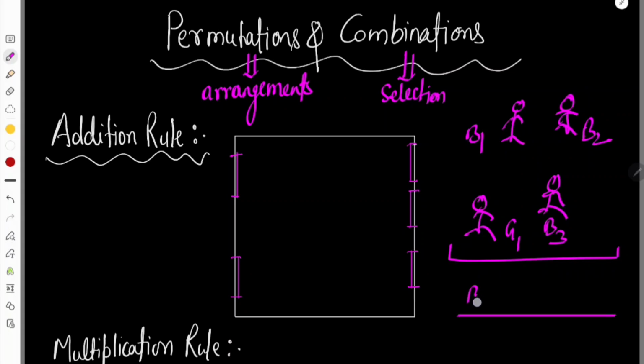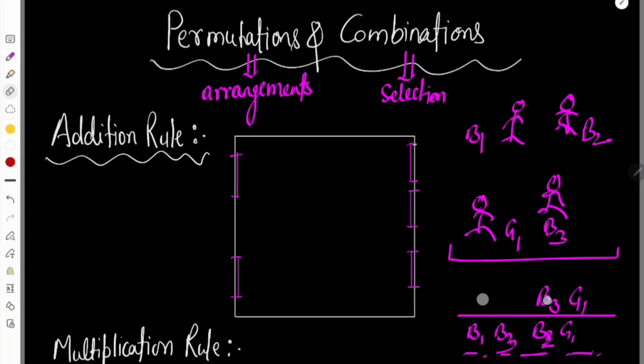You might be thinking of one option: b1 here, then b2, then b3, then g1. Someone will say, sir, b1, b3, b2 and then g1. So many options will be there. Yes, some finite number of ways will be there to arrange these students b1, b2, g1 and b3 in a line.